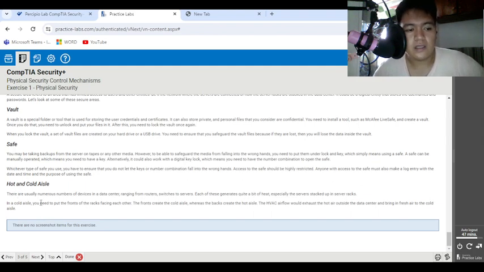Hot and cold aisle. Manage the number of devices in the data center, ranging from routers and switches to servers. Each of them generates quite a bit of heat, especially the server stack on the server racks.